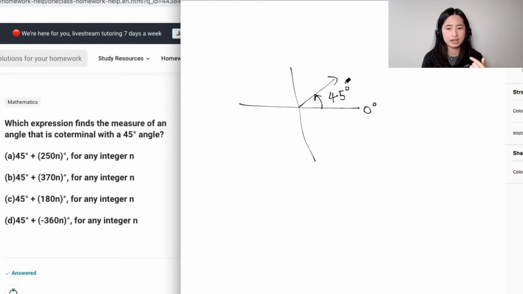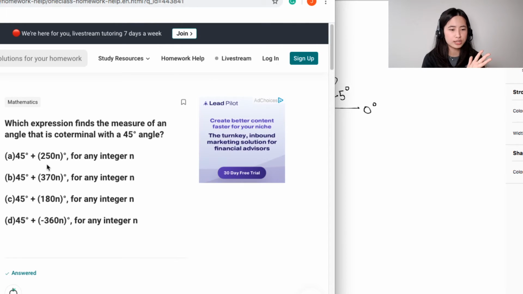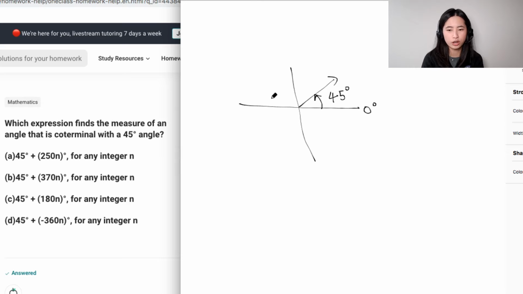Great. So we have this initial side, which is this 45 degrees. If you have coterminal angles, because they're giving you 250, 370, 180, and negative 360n, you either add or subtract depending on the given angle. So right here, your coterminal angle is going to be sharing that initial side. That means the coterminal angle would be this angle over here. Okay, great. So I think I've covered that.